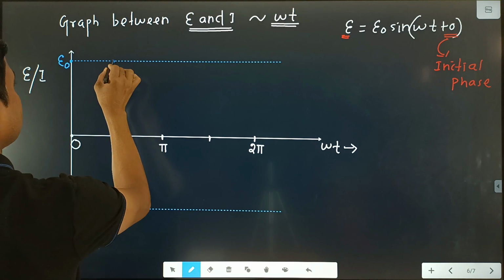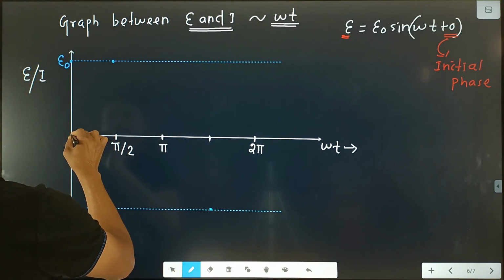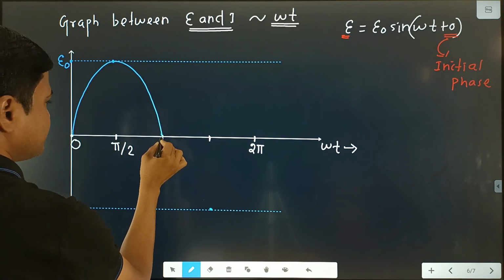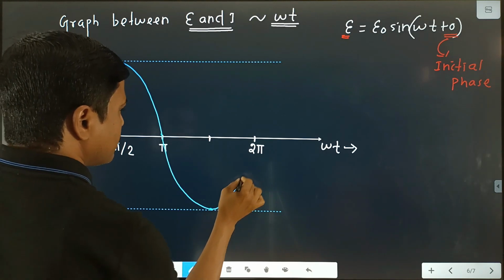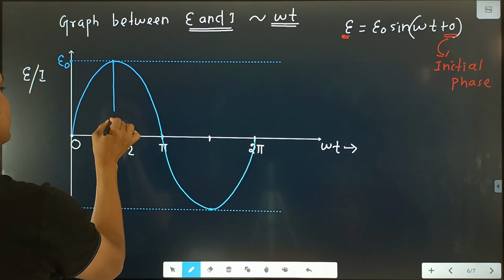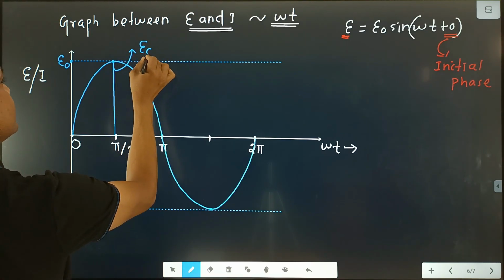This is the maximum value or peak value of the EMF. Here also this is the maximum value. This is the graph for the positive side, and this is the graph for the negative side. And this is the maximum value of EMF. This maximum value of EMF we write as E0.